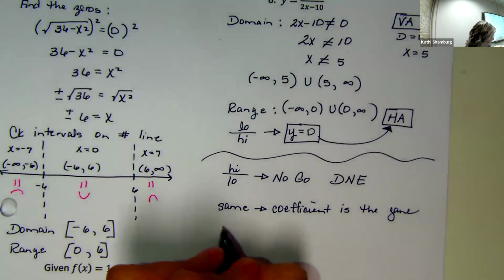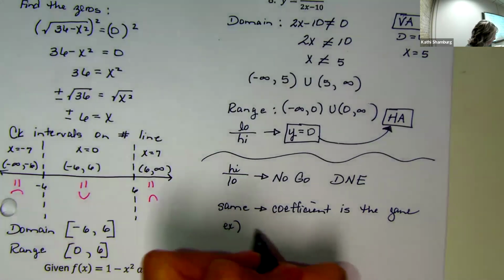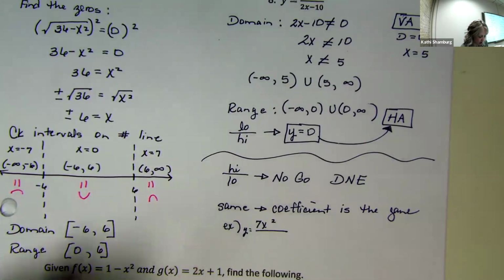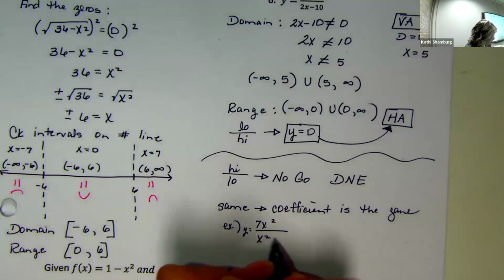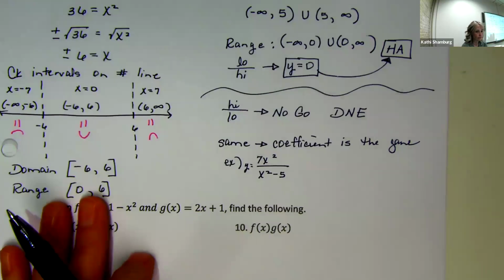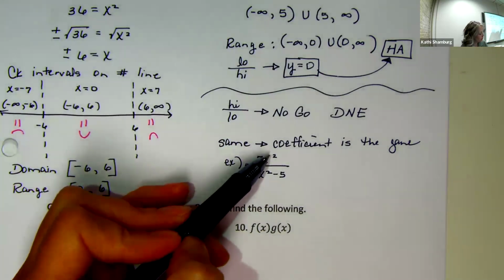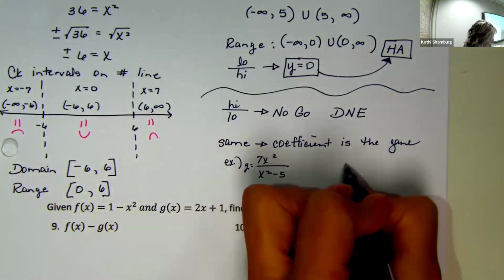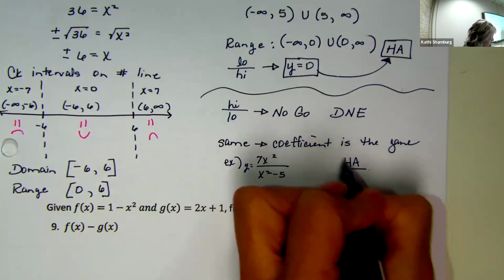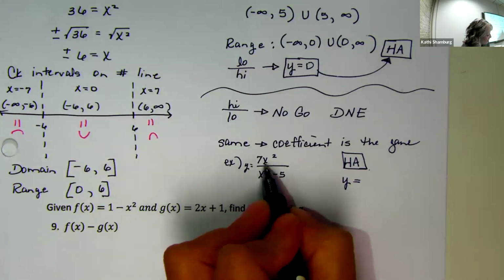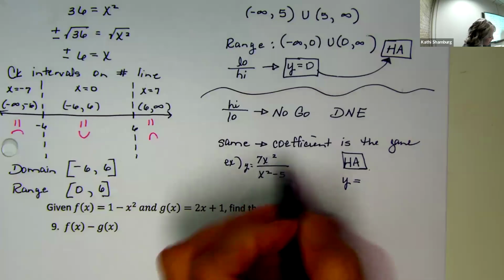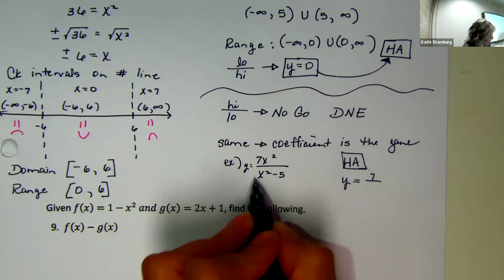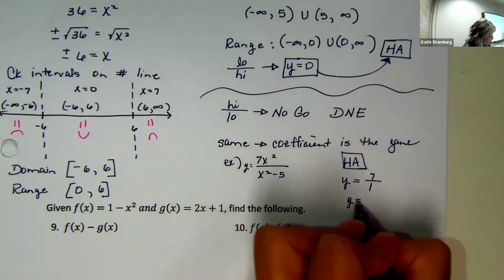Let me give you an example. Say we had y equals 7x squared over x squared minus 5. The degree in the numerator is 2. The degree in the denominator is 2. They're the same. So what that tells me is that my horizontal asymptote will be y equals the coefficient of the numerator x squared term is 7. The coefficient of the x squared in the denominator is 1. So it would be y equals 7.